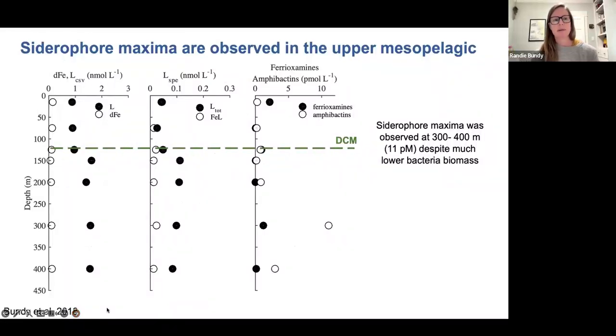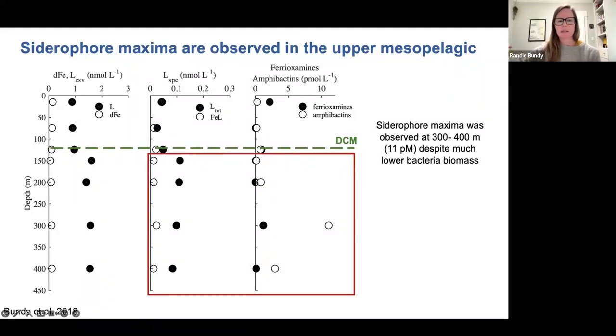But when I was a postdoc with Dan Rapetta, I was doing some work at Station Aloha, when we were first developing a lot of these methods. And I looked at a profile at Station Aloha just from surface to 450 meters, which I'm showing here. The main thing I want to point out is in this middle panel, we have a concentration of organic ligands that could bind iron that we could extract with our solid phase extraction technique. Those increase with depth following a general iron profile. But of those ligands that we could extract, we can measure some specific classes of siderophores, which is on this furthest right panel.